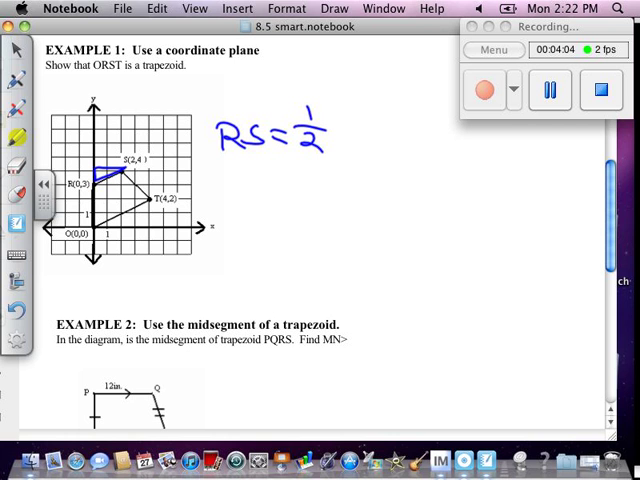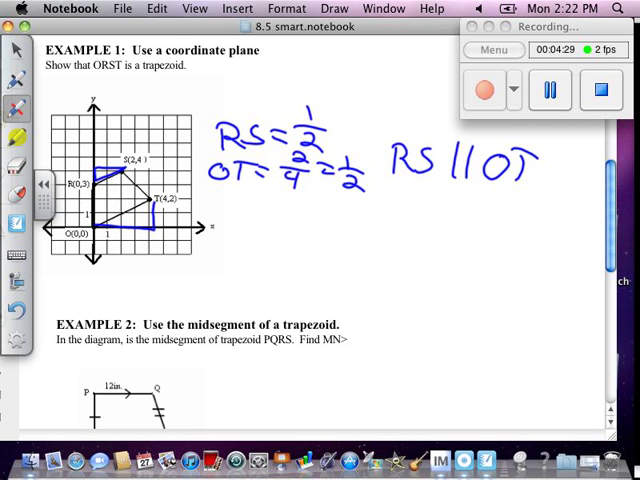So I go over 1, 2, 3, 4, up 2. So OT is over 4, up 2. Remember, it's rise over run, and that reduces to 1/2. So I know right here that RS is parallel to OT. But I know that all parallelograms have 2 sets of parallel sides. So could this be a parallelogram? I've only proven that one side is parallel. So I've got to prove the other 2 sides are not parallel to each other.